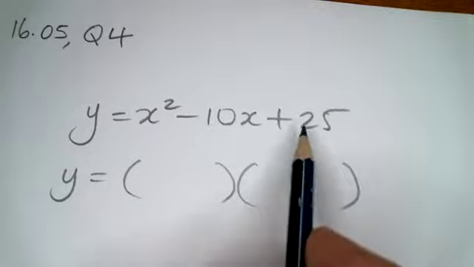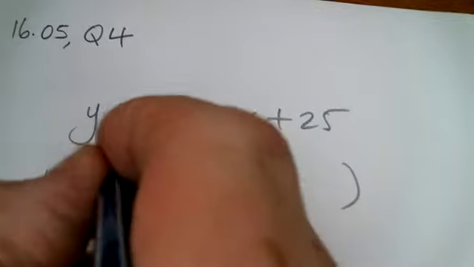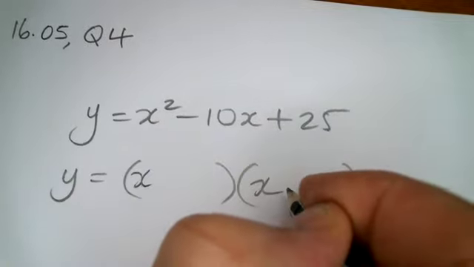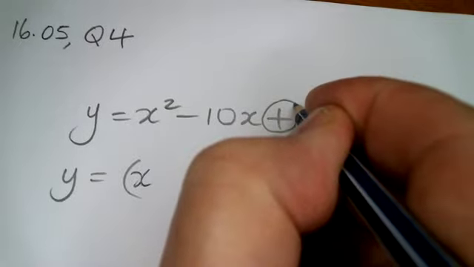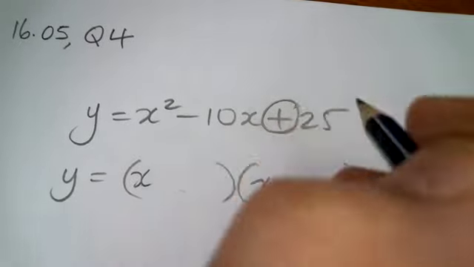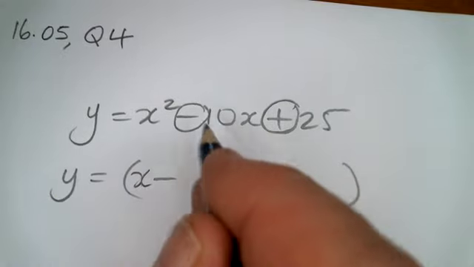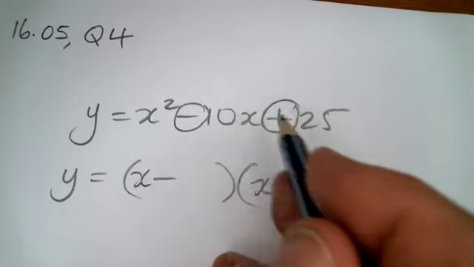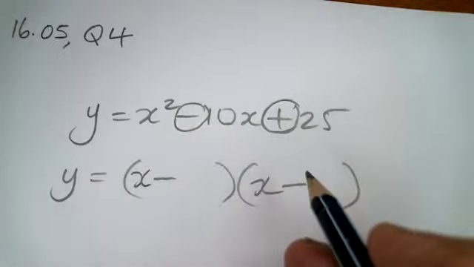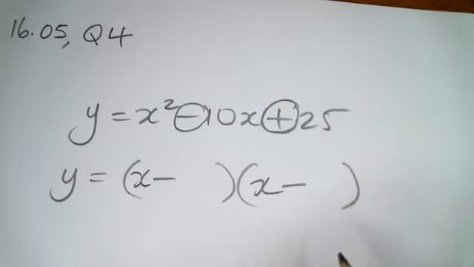We can see this is actually going to be a perfect square. So we put an x at the start of each. We know the signs are going to be the same, and they're both going to be negative. So I'll put a negative and a negative, and I'll talk you through how I know the signs are the same and both negative a bit later on.